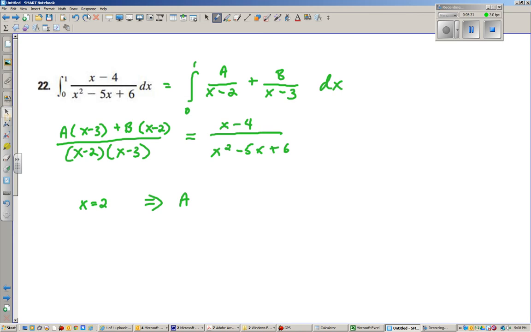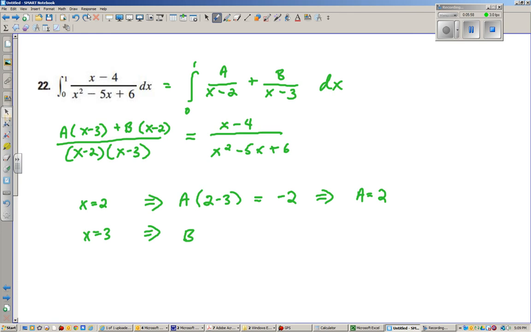Well, wouldn't it have a times the quantity 2 minus 3 upstairs on the left side, and on the right side wouldn't you have 2 minus 4, which is a negative 2, and a times a negative 1 equals negative 2 suggests that a must be 2. And then picking that other 0 of the denominator, wouldn't it be x equals 3?